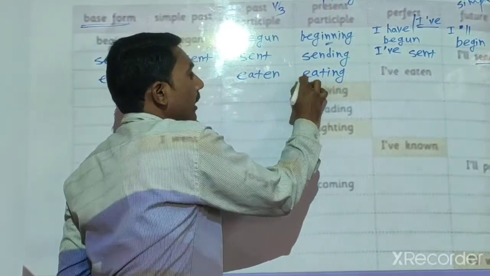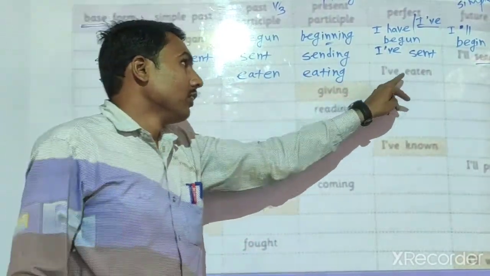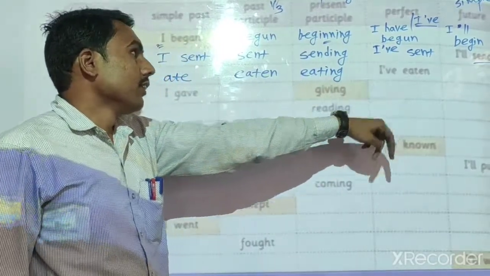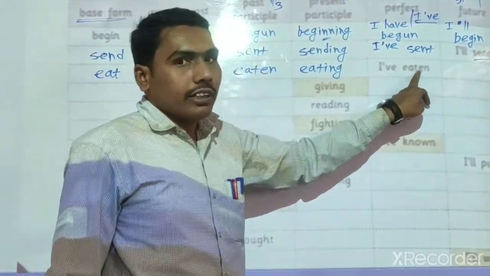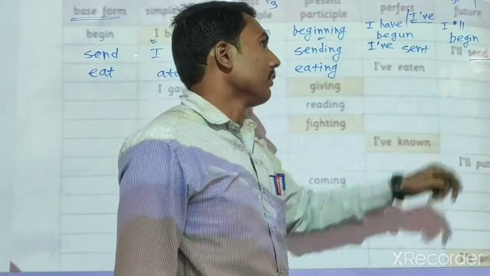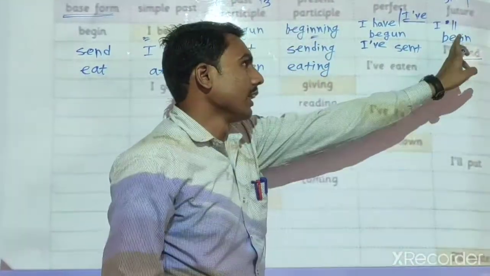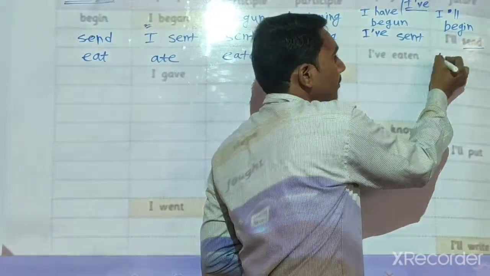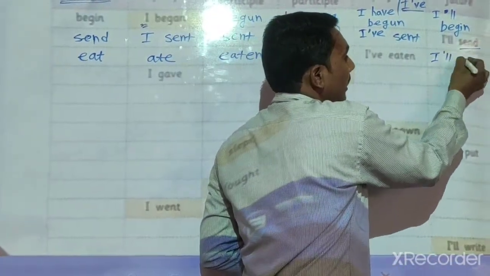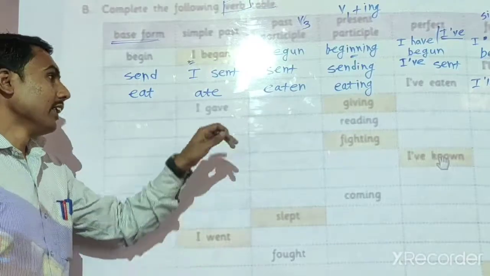Okay. Look here. Eating. Now I have ate. I have eaten, and then future. Look here. Simple future tense. I will eat.